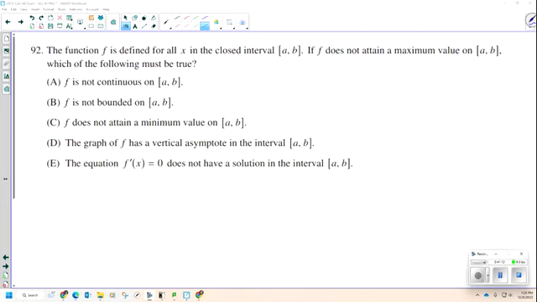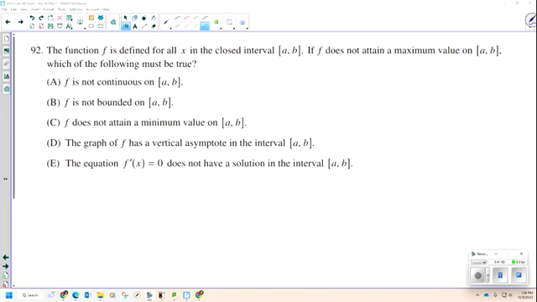Finally, number 92. The function f is defined for all x in the closed interval from a to b. If f does not attain a maximum value on a to b, which of the following must be true? Okay, must, not could be true. Must be true. It does not attain the max value.